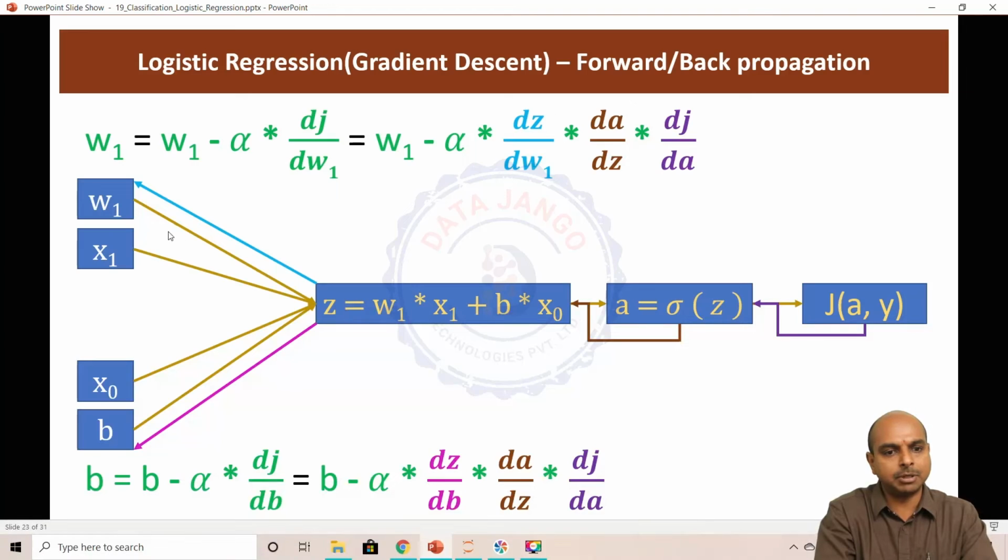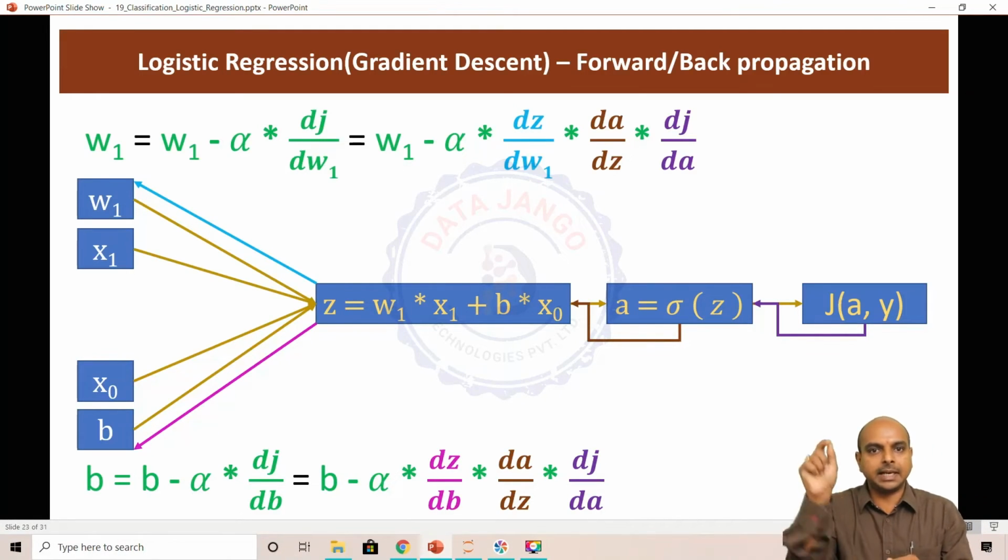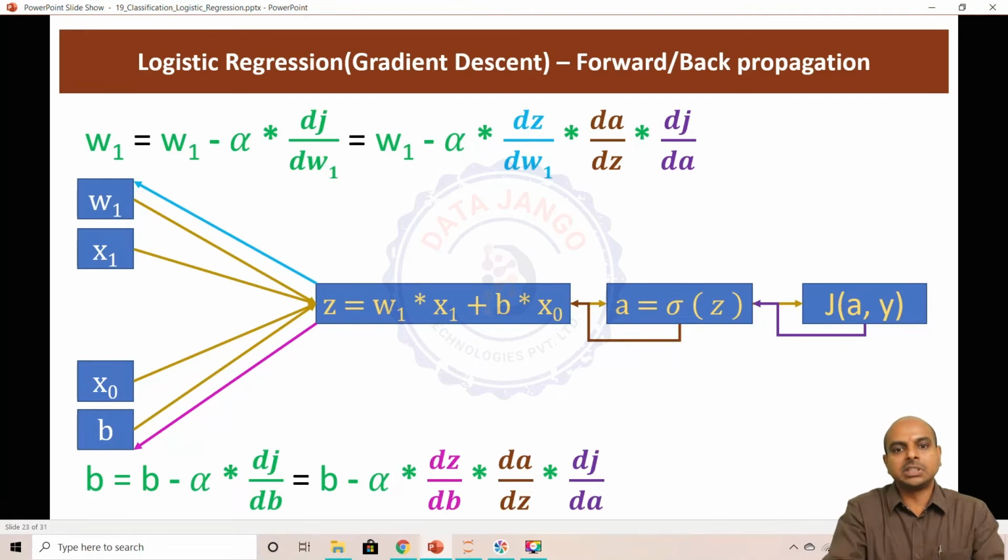So when you change W1, Z will change. That can be found by dZ by dW1. When Z changes, A will change. dA by dZ can find that. And when A changes, J will change. That can be found by dJ by dA. And when you multiply all these three and multiply with alpha and subtract it from W, it moves one step in the gradient descent. So this is called back propagation.